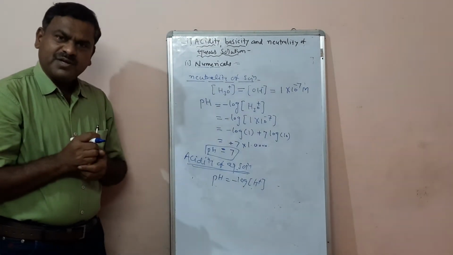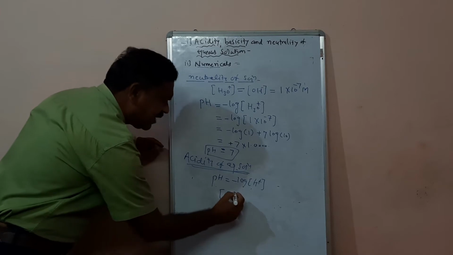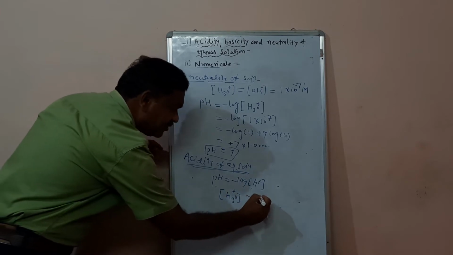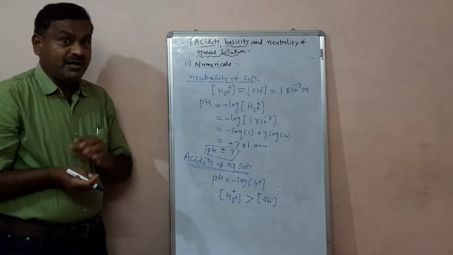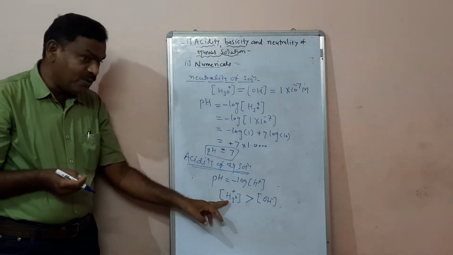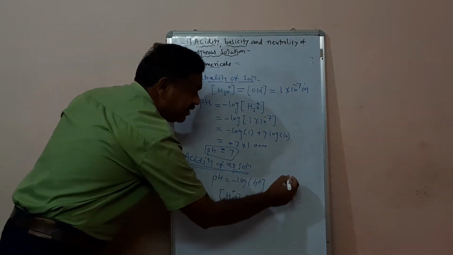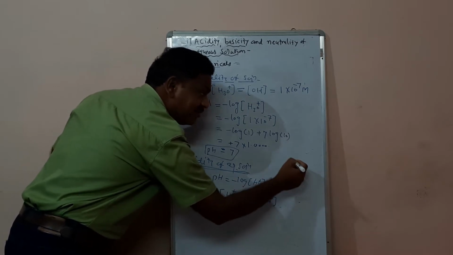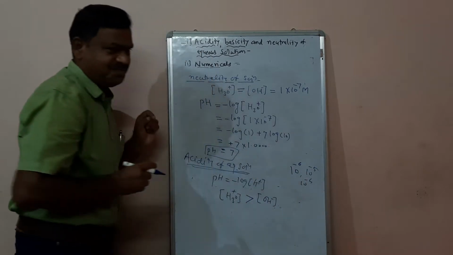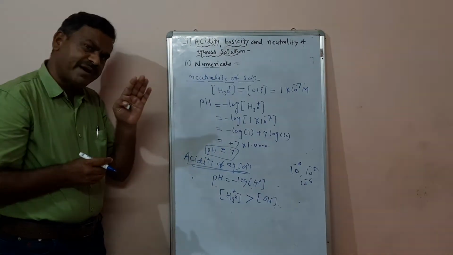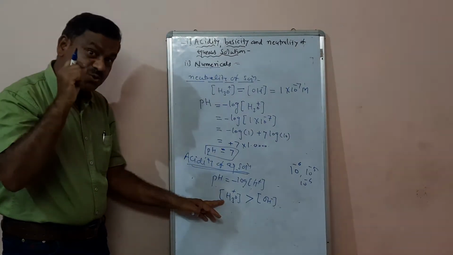But here the molar concentration of H plus or hydronium ions is greater than the molar concentration of the hydroxyl ions. If the concentration of hydronium ions is more, then the concentration should be less than 10 raised to minus 7, meaning 10 raised to minus 6, 10 raised to minus 5, 10 raised to minus 4, and so on. If the hydronium ion concentration is greater than 10 raised to minus 7, the solution is acidic.